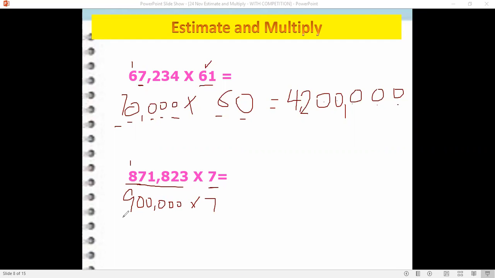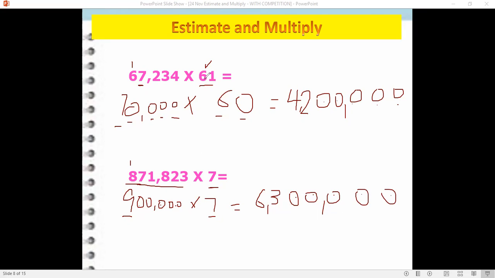All right, then you multiply 9 times 7 equals 63. Then you count the zeros. 1, 2, 3, 4, 5. Let's put the comma. 1, 2, 3. 1, 2, 3. So we have 6,300,000. Do you understand now?